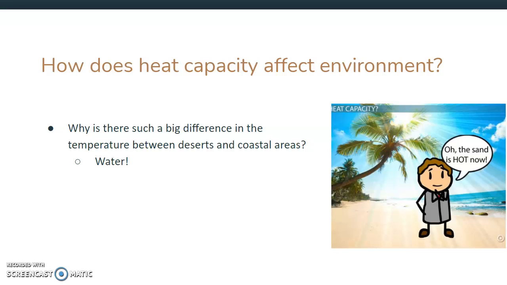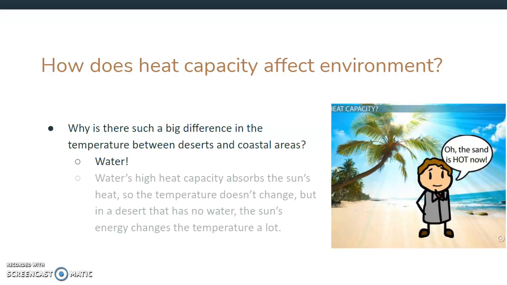And it all has to do with the amount of water. So our deserts are described as places that don't have water, whereas our coastal areas, of course, are surrounded by the ocean. So water's high heat capacity absorbs or takes in all of the heat, all of the energy from the sun, so that the temperature won't change. But places like the desert have no water to do that. They have sand, maybe some dirt, they don't have many things that will take in the energy, and so that energy goes into raising the temperature a lot.